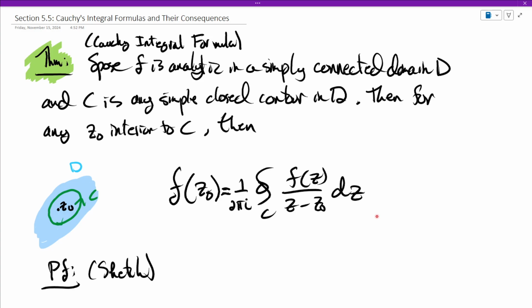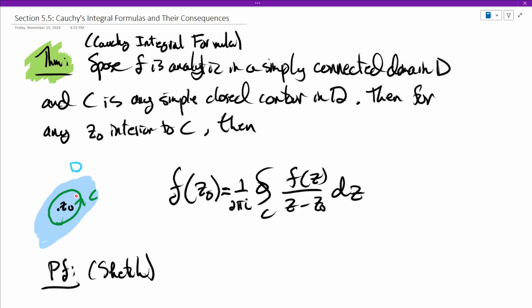Now, the setup is on the left-hand side here. Here we have D, this blue shaded region. It's simply connected because it's connected, you can walk between any 2 points, it's open, and it's not missing any points inside. We have a contour C in D right there, and we have a point z naught inside of that contour.